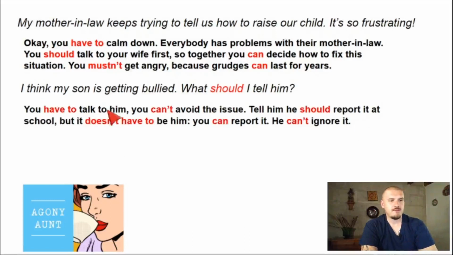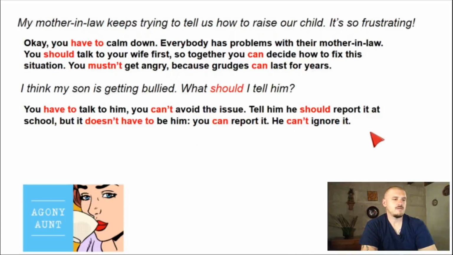Have to, tienes que hablar con él. You can't avoid, no puedes evitar el asunto. Tell him he should report it. Él debería reportarlo en la escuela, at school. But it doesn't have to be him, pero no tiene que ser él. You can report it. Tú puedes reportarlo. He can't ignore it. No lo puede ignorar.